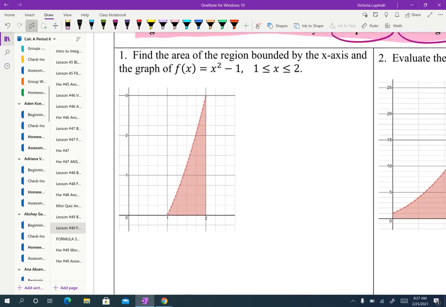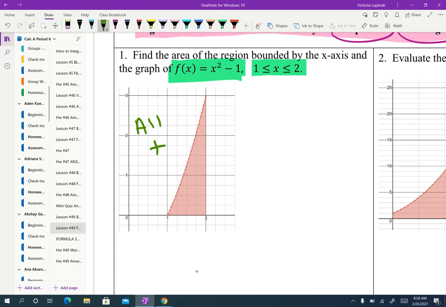Number one asks you to find the area of the region bounded by the x-axis, the graph of x squared minus 1, and you're doing it from 1 to 2. So we might ask you to graph something, or we might give it to you. In this case, we graphed it for you, and we told you that it was the equation x squared minus 1. Now notice that we're saying that we're doing it from 1 to 2, so those are your bounds, and those are going to be your lower limit of integration and your upper limit of integration. In a case like this, the first thing you might want to notice is that this region is entirely positive, so that's good to know.